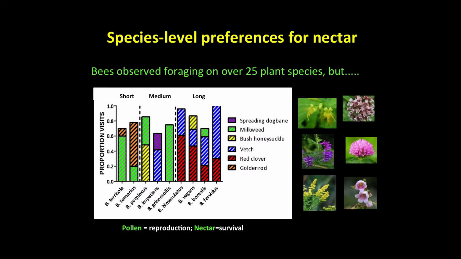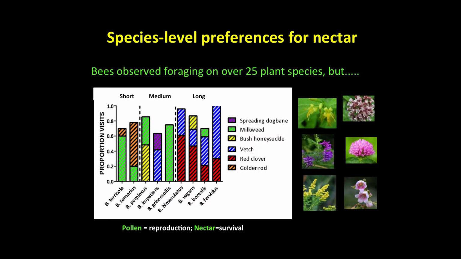The other important thing here is that that's nectar plants. In pollen plants, again, 25 plant species in bloom, we only saw the bees collecting pollen on 2 plant species, St. John's wort and meadowsweet. So you can tell the behavioral difference between nectar collecting and pollen collecting.